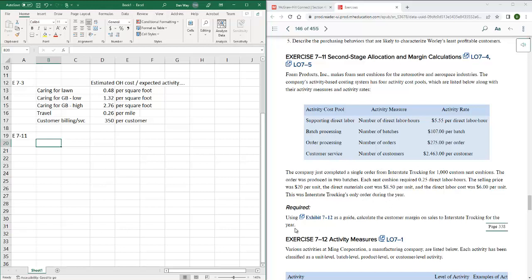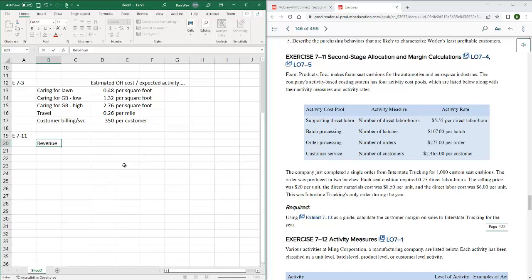So the required part said, using this Exhibit 7-12 as a guide, calculate the customer margin on sales to Interstate Trucking for the year. So I'm not going to pull up that exhibit. Customer margin, what we're really saying is profitability from that customer, right? From dealing with that customer. So the best place to start there is to think of this almost like an income statement, right? Because essentially that's what we're doing, just at an individual customer level.